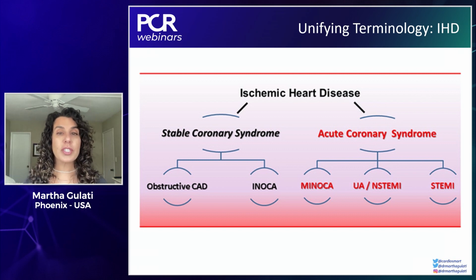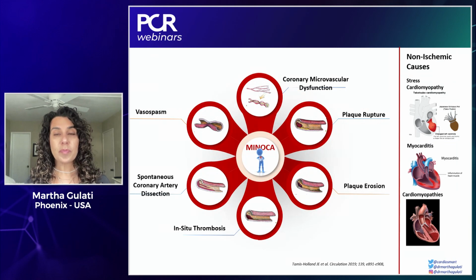And of course, for stable coronary artery syndrome, again, there will be people with obstructive disease. There will be people with INOCA, and there can be a combination of the two, just as we were saying. They aren't necessarily exclusive. It's just a question of what's contributing to the patient's symptoms the most.